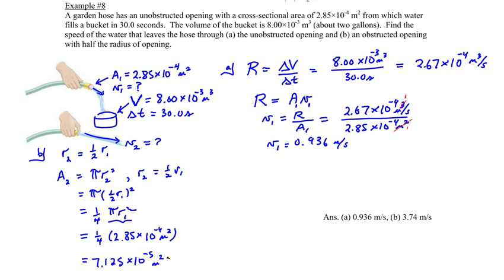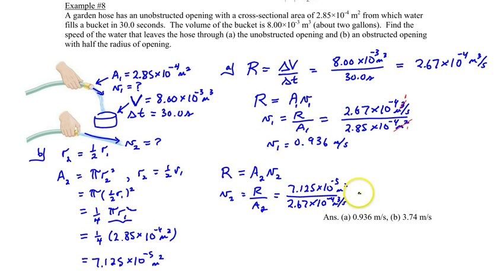Now you know area 2, and you have the rate of flow, which remains constant. You can find the new velocity. Velocity 2 is the rate of flow divided by area 2: 2.67 × 10^-4 meters cubed per second divided by 7.125 × 10^-5 meters squared. I just realized that these should be flipped, and there you go. When you divide these out, you get 3.74 meters per second.